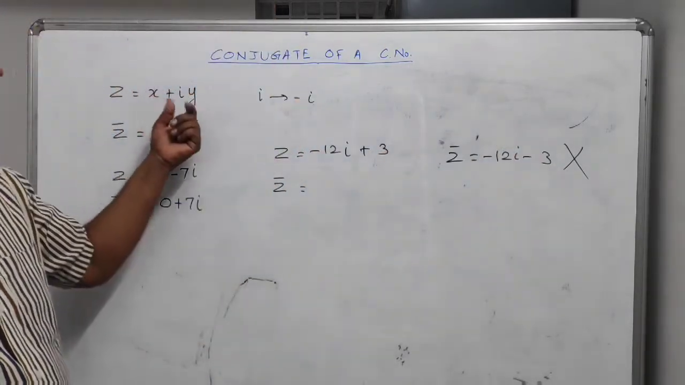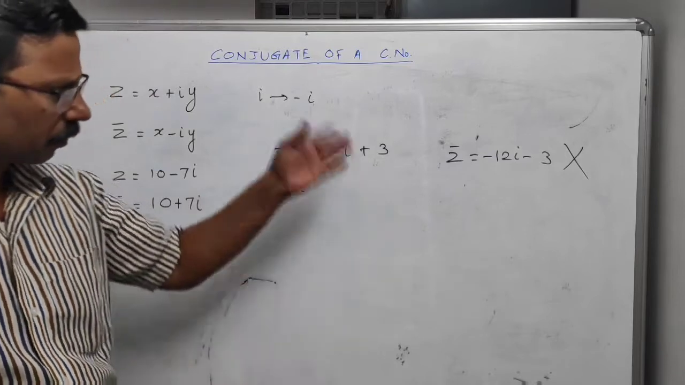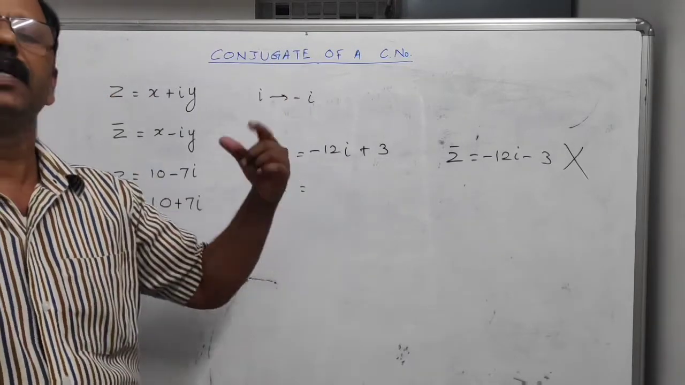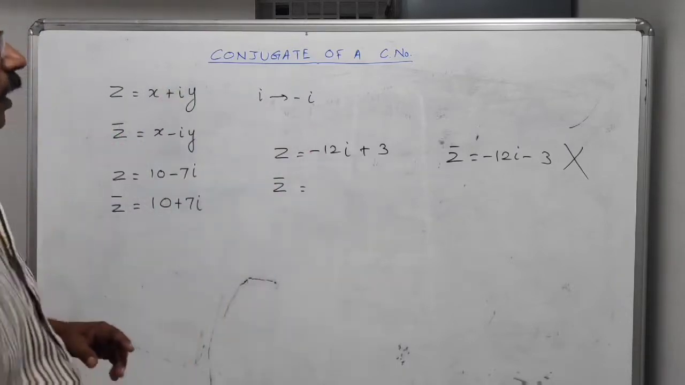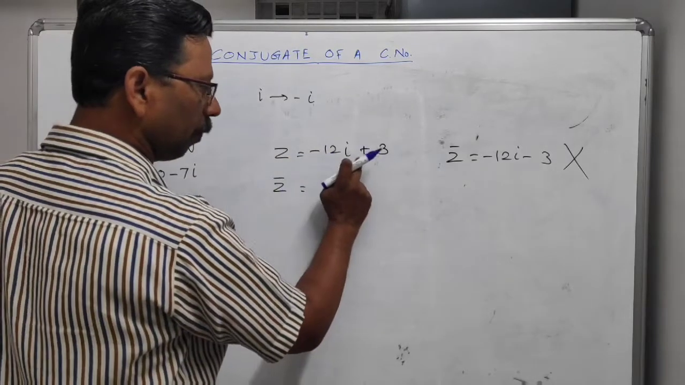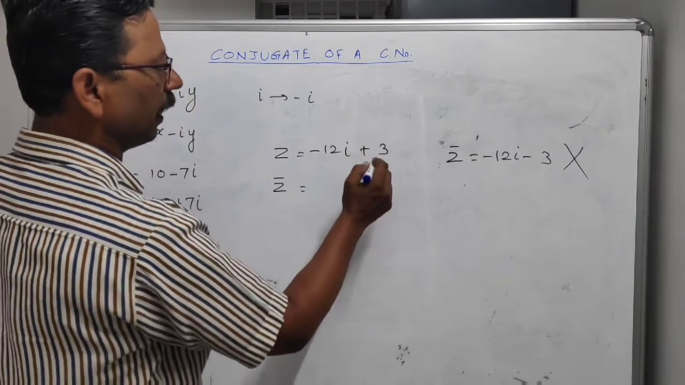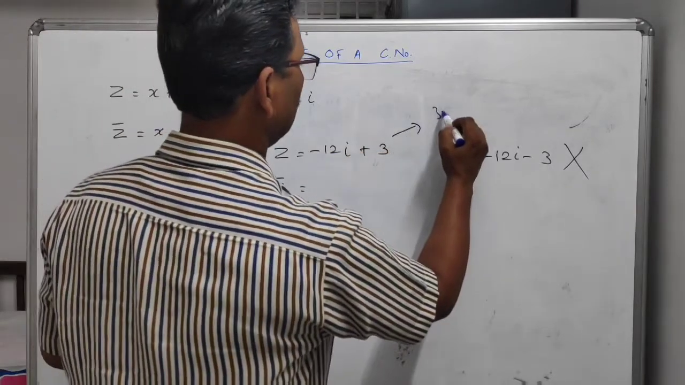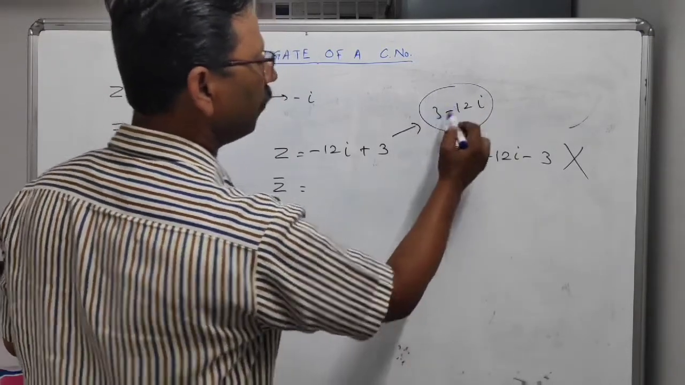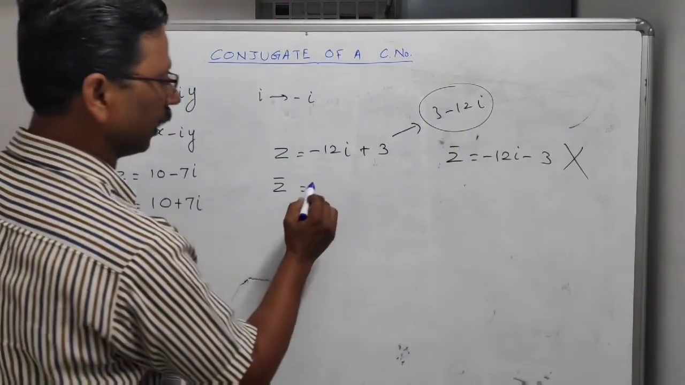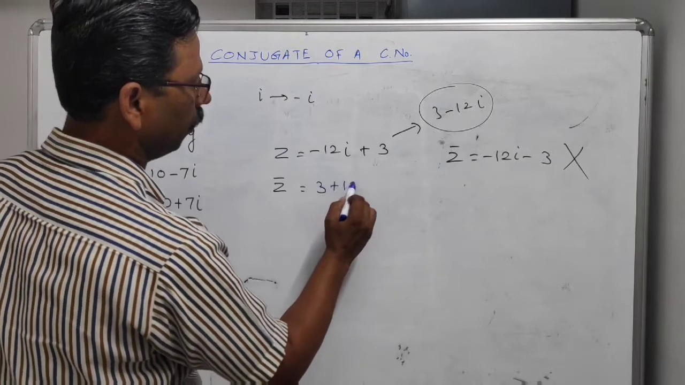Whatever the complex number, you try to write it in the standard form. After writing the standard form, you try to change the sign of only the imaginary part. Therefore, here minus 12i plus 3 can be written as 3 minus 12i. Now look at this, this is in rectangular form. After that, you change the sign, and you get 3 plus 12i.